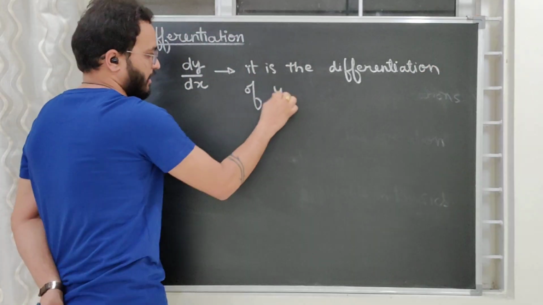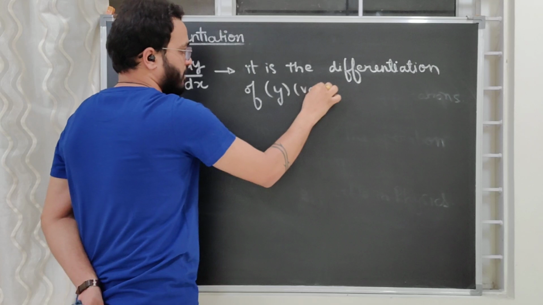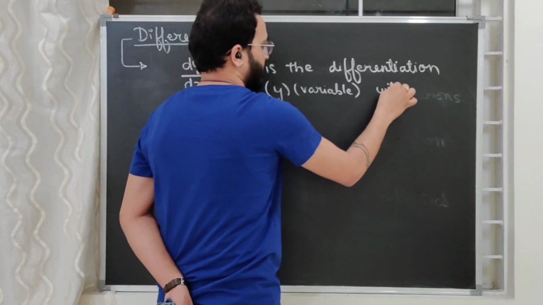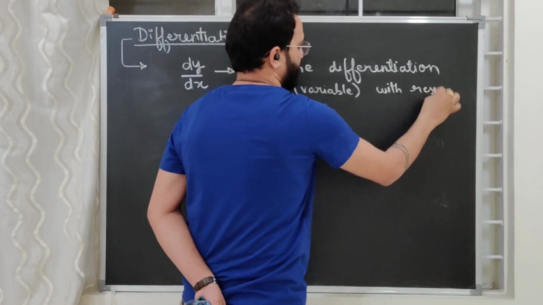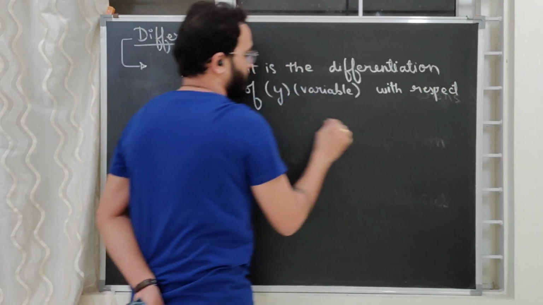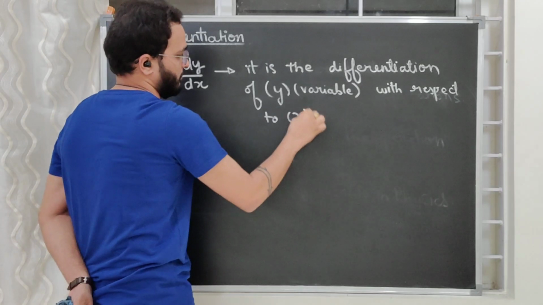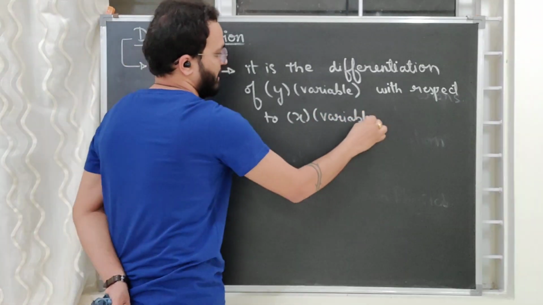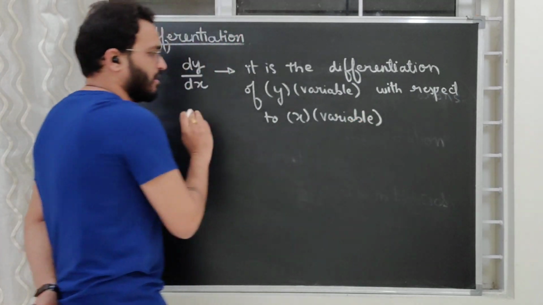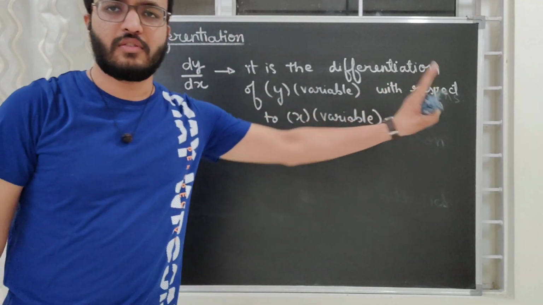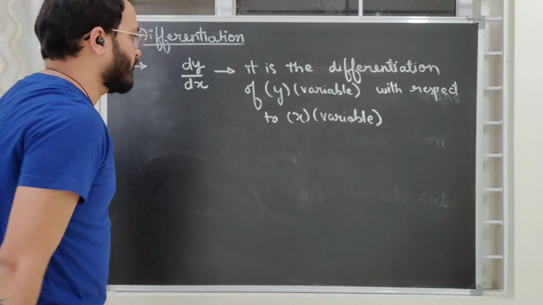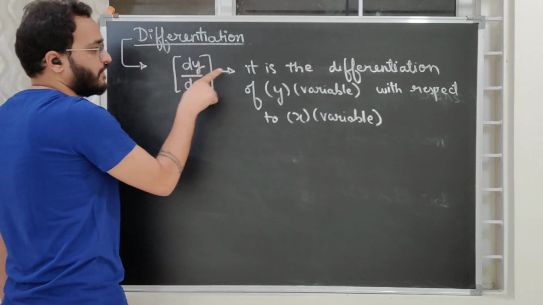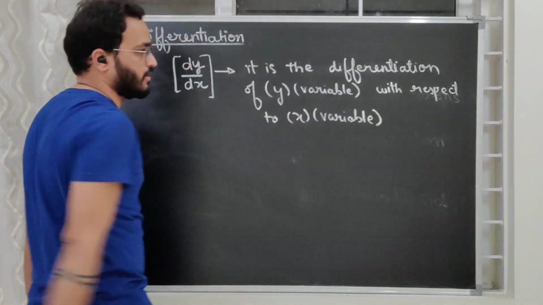of y. It is also a variable with respect to x. It is also a variable. Generally, y is the output variable, x is the input variable. Anyways, the core meaning of all this we will understand later. Just remember that this represents the differentiation of y with respect to x.